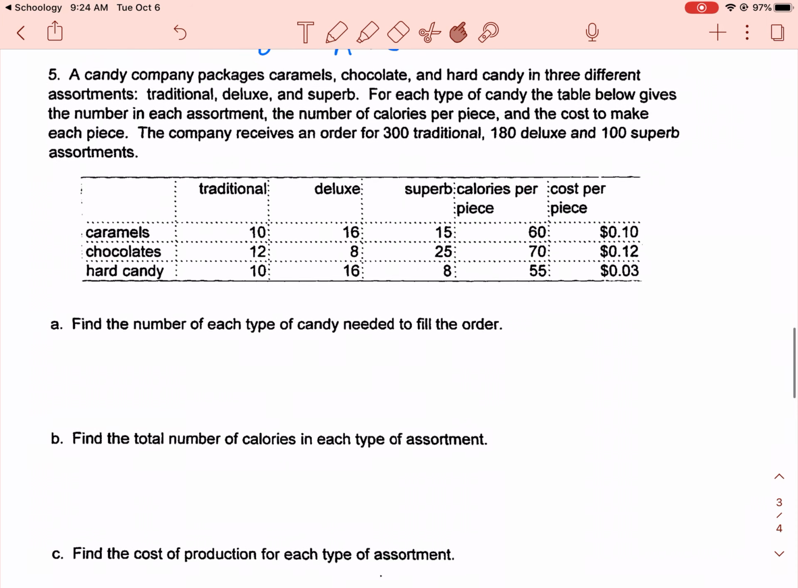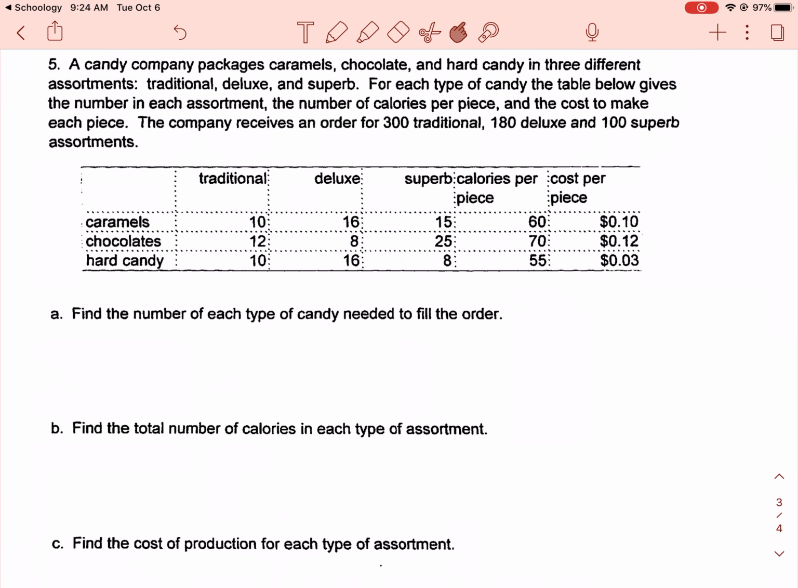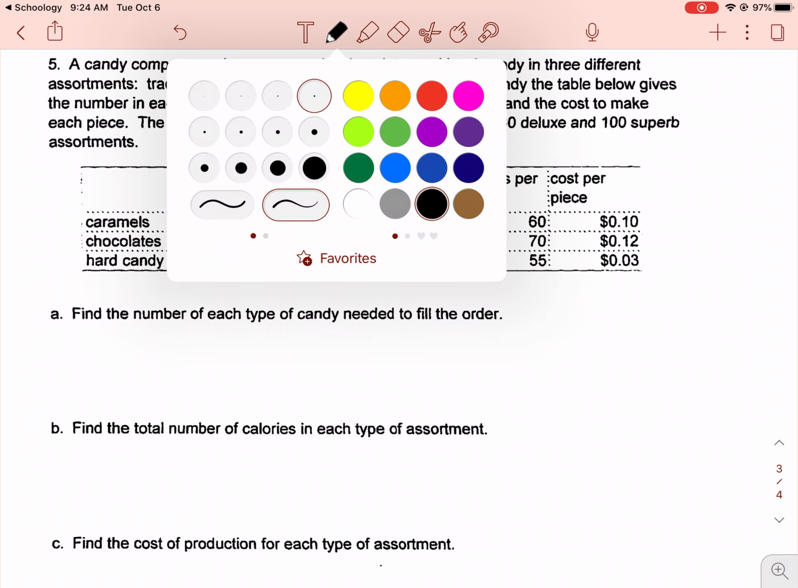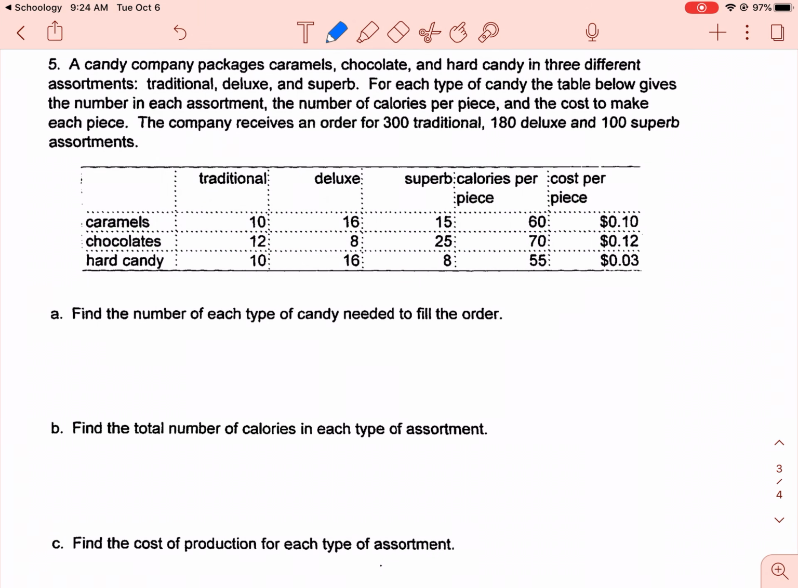Last one. Please try this one on your own first. Okay, hopefully you gave it a try. I'm going to go through it now in detail so you feel good, solid, sweet about matrix application. Part A, find the number of each type of candy needed to fill the order.